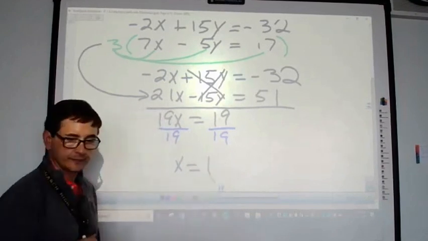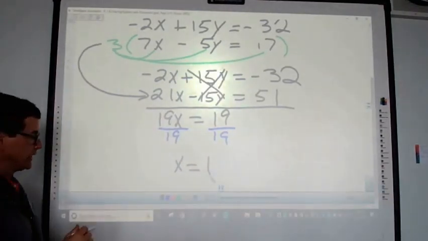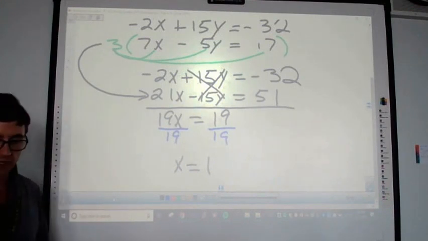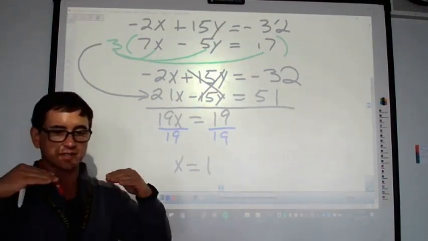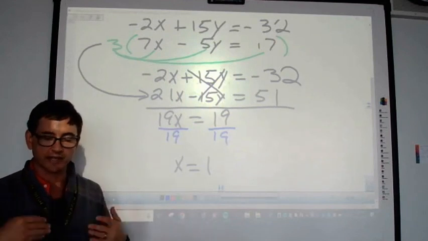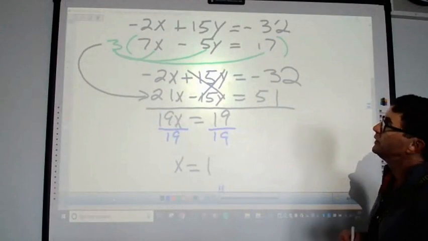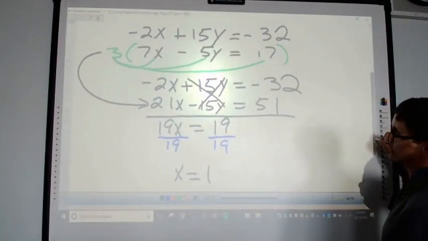So again, I really encourage you to use colors as you take notes, especially to separate the steps, because then it's real easy to tell what steps you've taken to solve the problem when you go back and look at it as you're doing your homework.